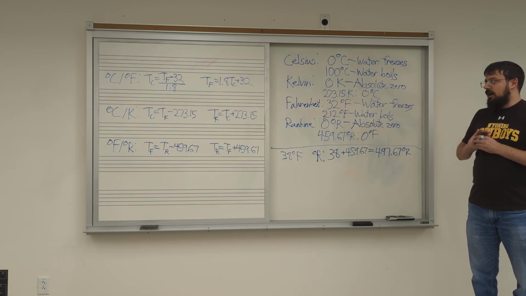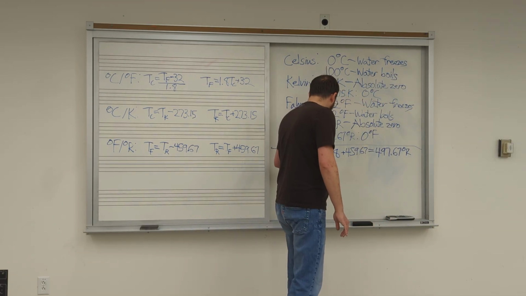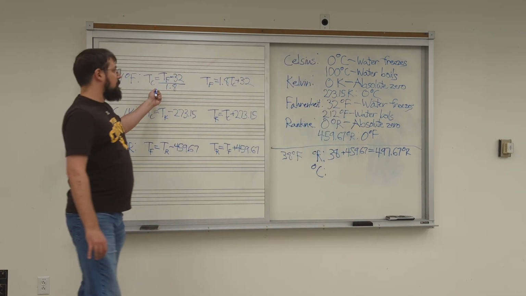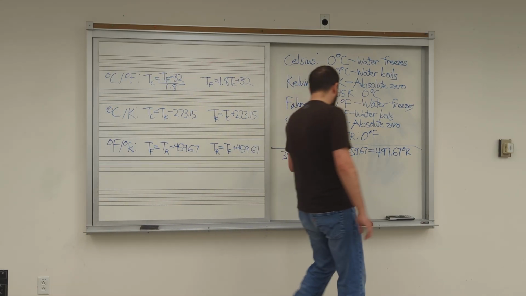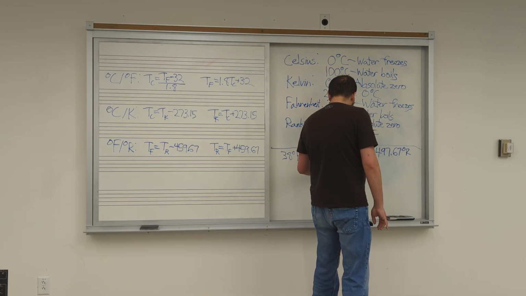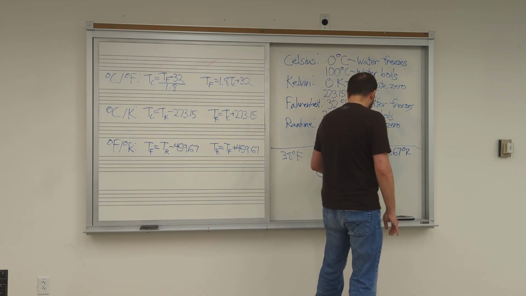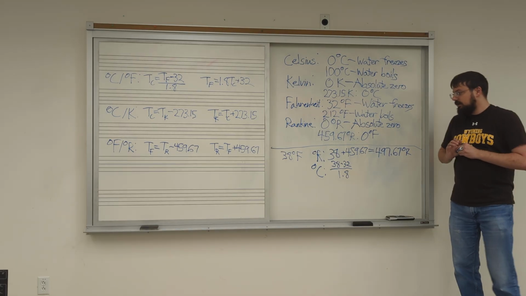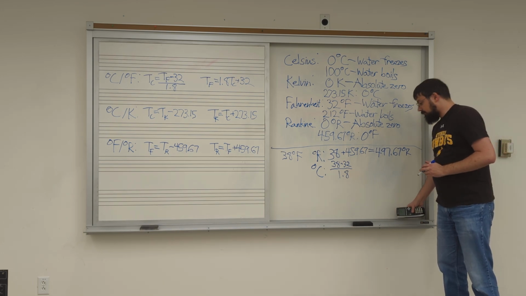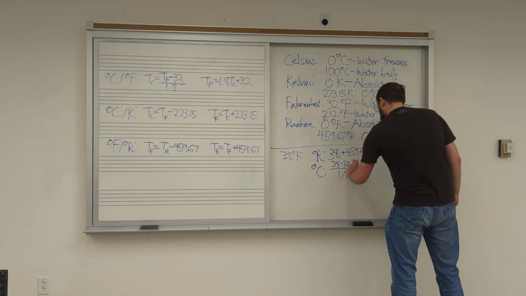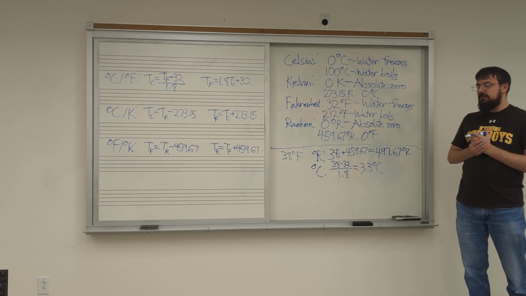Now, what else can we do with the Fahrenheit temperature? Well, we can go to Celsius also. If we want to find the temperature in Celsius, we are going to use this formula. We're going to take our 38 degrees Fahrenheit, subtract 32, and then divide by 1.8. So we have 38 minus 32 over 1.8. What this is ultimately going to give us is 3.3 degrees Celsius.